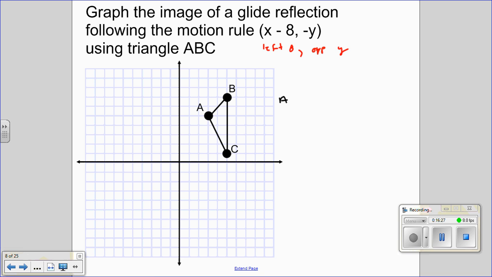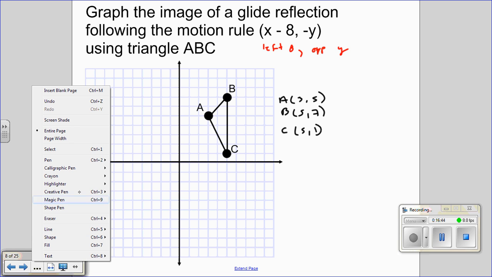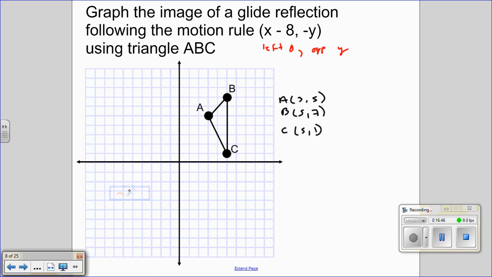So let's list all the original coordinates. A is located at (3, 5). B is located at (5, 7). And C is located at (5, 1). So following the motion rule, I need to take all my x's and subtract 8. So A prime will have an x value of -5. B prime would have an x value of -3. C prime will also have an x value of -3.